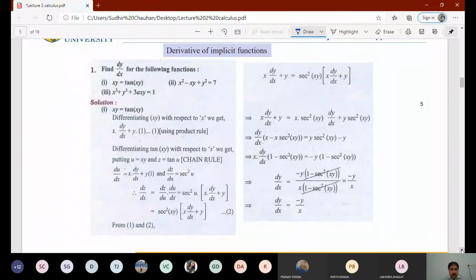Now we'll do some questions on implicit functions. Find dy by dx for the following function. So for example, if we take xy is equal to 10xy, now it is difficult to write y in terms of x or x in terms of y. So we'll say it is an implicit function, or we can write it as f(x,y) is equal to 0. Now xy is equal to 10xy.